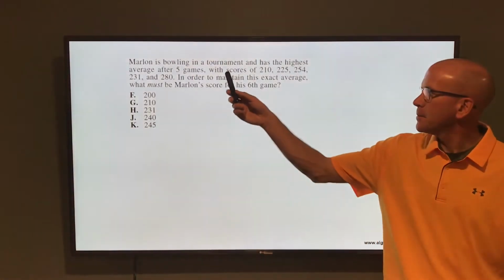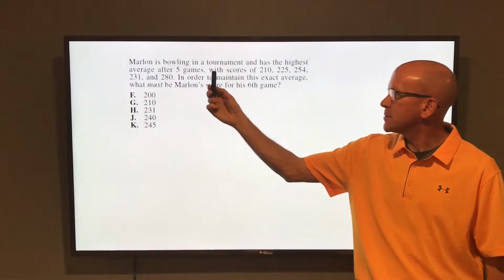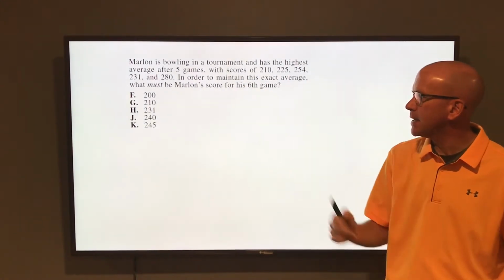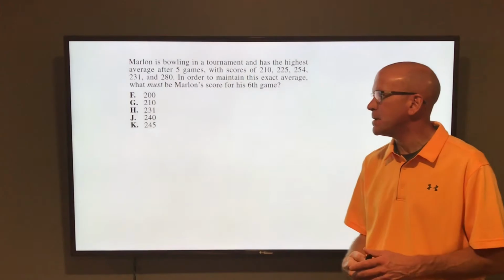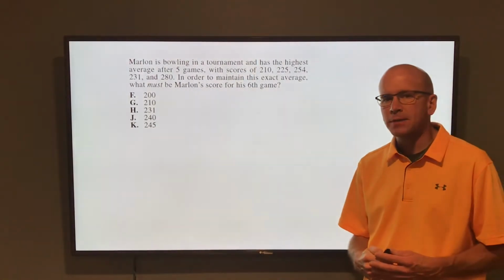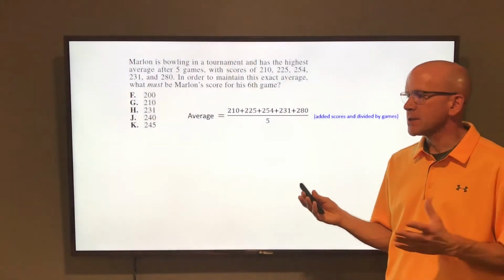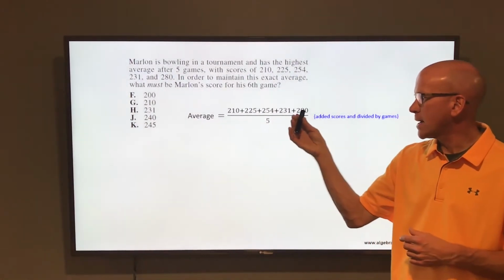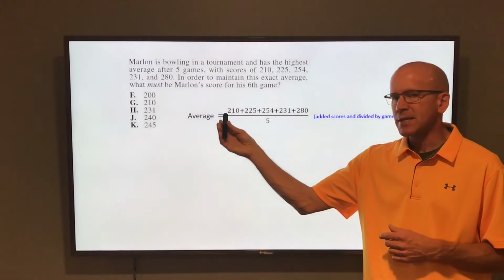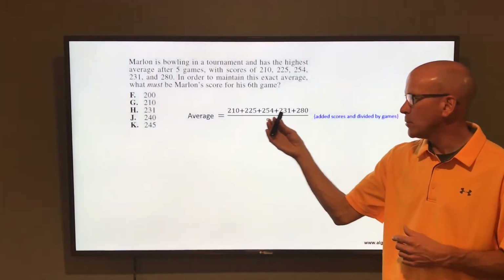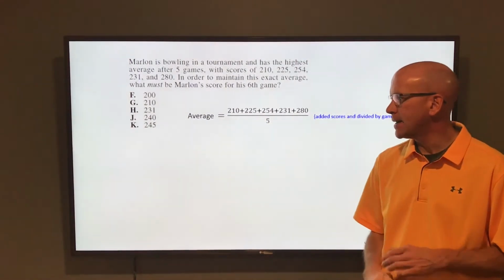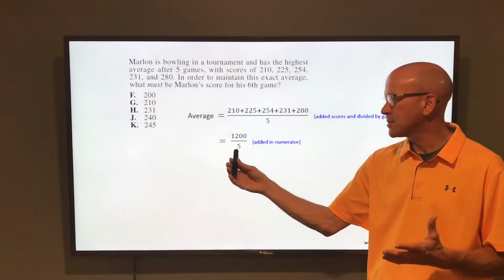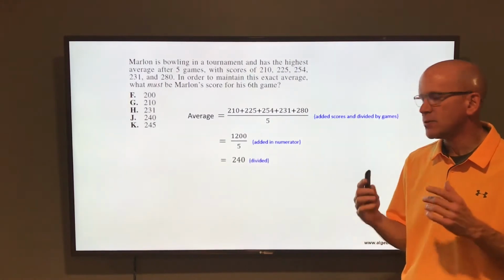Marlin is bowling in a tournament and has the highest average after 5 games with scores of 210, 225, 254, 231, and 280. In order to maintain this exact average, what must be Marlin's score for his 6th game? ACT question again, very common question with averages involved. These are his scores right now. That's after 5 games. So to get his average right now, add those scores that he has, divide by 5. So if you add those scores together, it's 1,200. He has had 5 games, so if you divide 1,200 by 5, his average right now is 240.